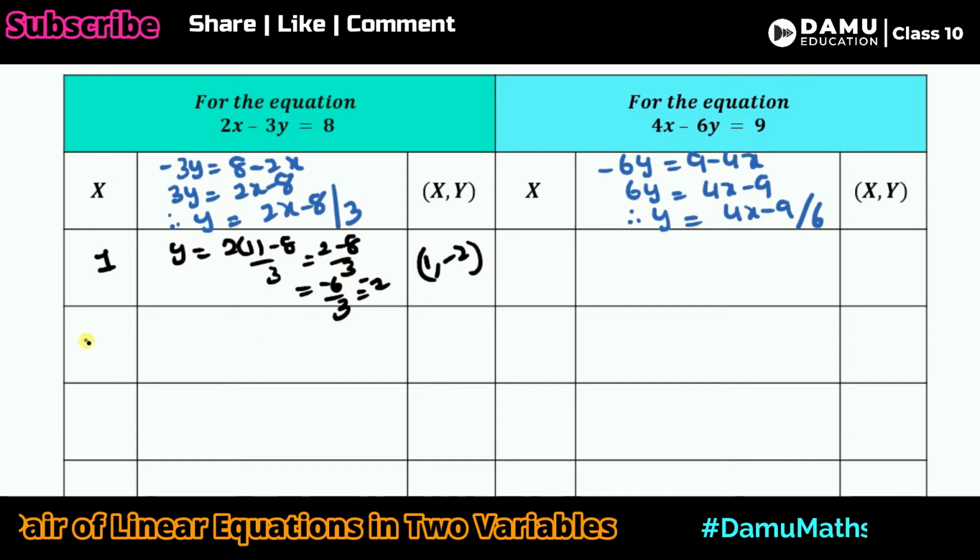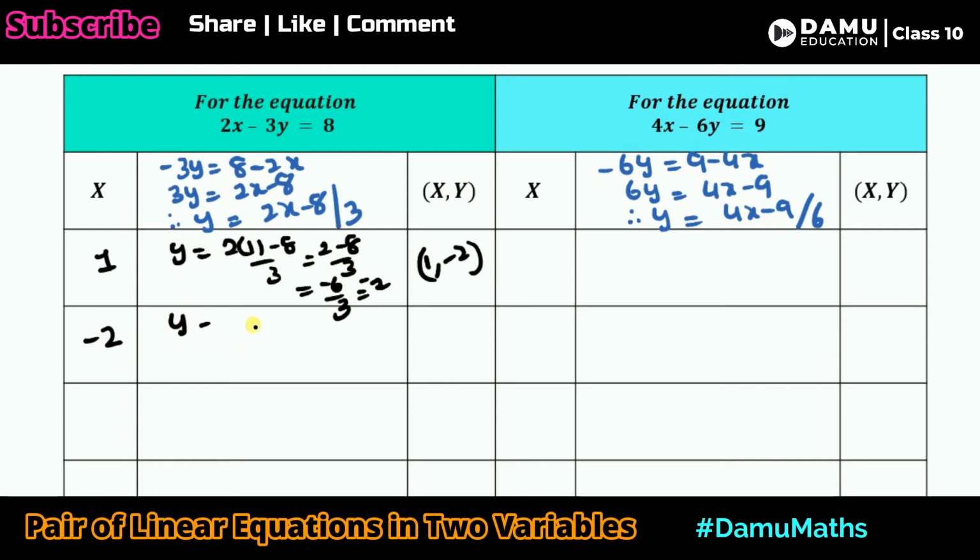Let's take minus 2. So y will be equal to 2 into minus 2, minus 8 by 3, then minus 4 minus 8 by 3, then minus 12 by 3. What answer will we get? Minus 4 we will get, since 3 fours are 12. So (-2, -4). So those are the values.